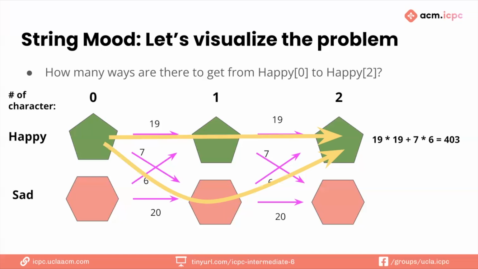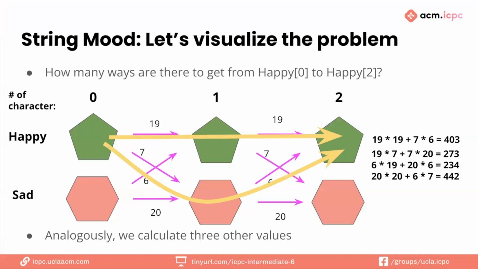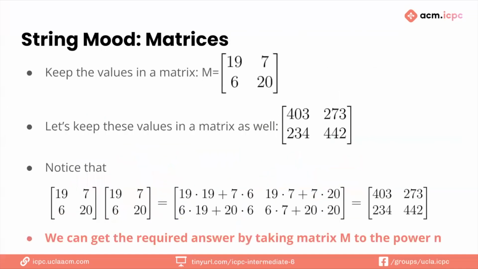Essentially, we can do the same exact thing with the 3 other values, when we get from sad to happy, happy to sad, and sad to sad, and come up with those other 3 numbers. Are there any questions why this formula is correct? How we get from 1 character to 2 characters? How we expand this problem?